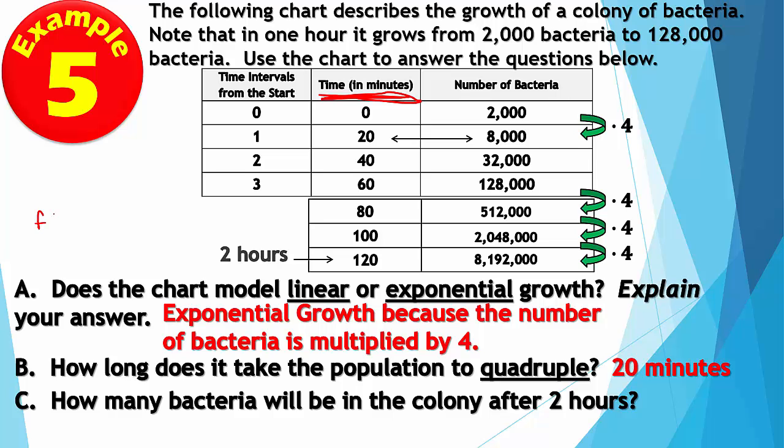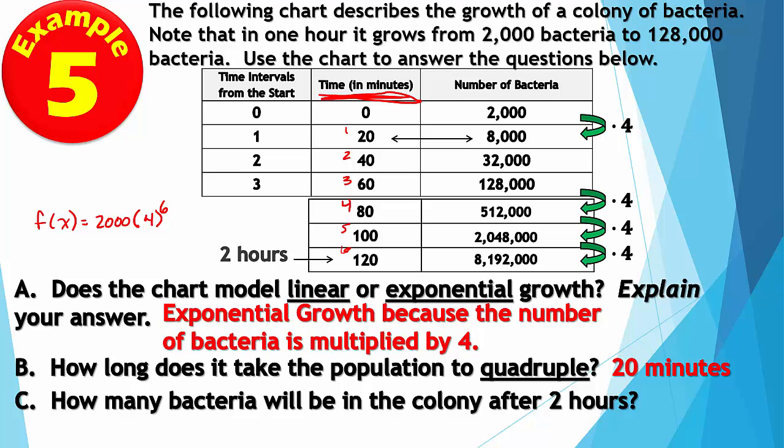So you could say f of x equals, we started with 2,000, we're going up by 4, and then x would be the number of time periods. In this case, how many sets of 20 minutes would it be? And in this case, we have 1, 2, 3, 4, 5, 6. So you could replace x with 6 and just do it that way.